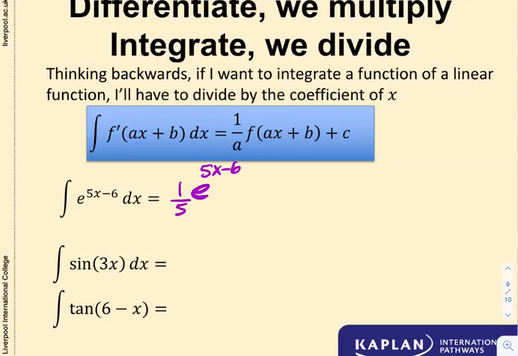The integral for the sine is minus cosine, yeah? So it's going to be minus cosine 3x, and then you divide it by the derivative for the 3x, or the coefficient of x, which is 3. So it's minus 1 over 3, or minus cosine 3x over 3.